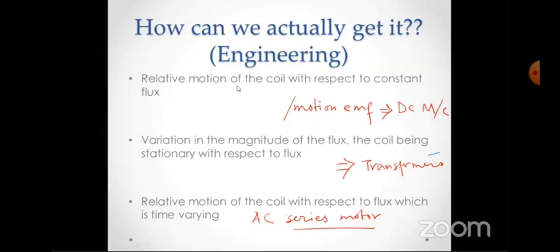But if my flux is not time varying, if my flux is DC, is it clear? Suppose my flux is constant in time, then how can I get the induced voltage? Do you have any suggestion?